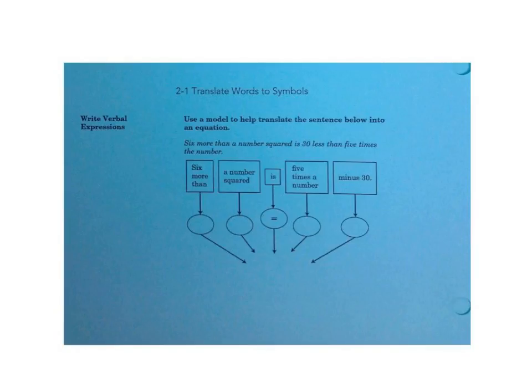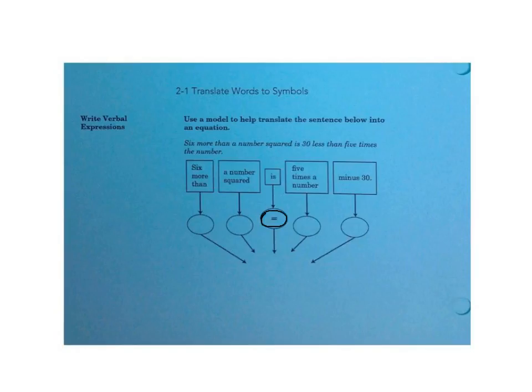the number. So in this case, they choose to break down the sentence into different subdivisions or pieces, which makes it a little easier to dissect what they want the equation to be. So like here, they say 6 more than a number squared in a box, and "is" has its own box because that stands for equals, 30 less than 5 times a number.